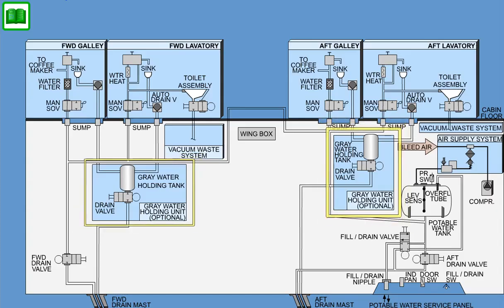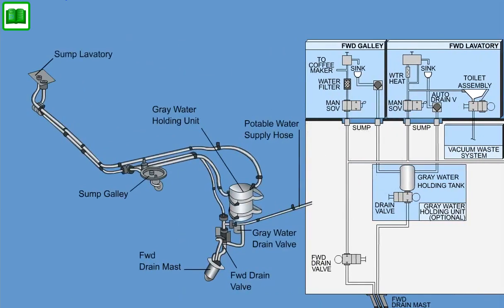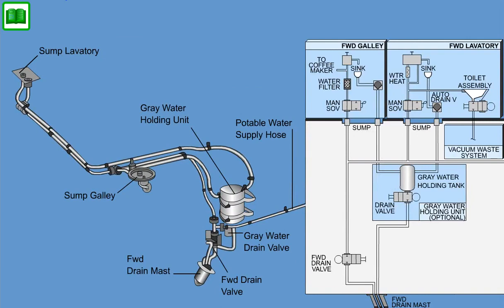The gray water holding unit has a gray water drain valve and an intermediate tank. The unit is connected with pressure and vacuum resistance hoses to the lavatory and galley sumps, and to the drain mast. It has the capacity to collect 3.8 liters, 1 gallon, of gray water from the galley and lavatory sinks while the aircraft is on the ground to prevent spillage of fluids out of the drain masts onto the tarmac.